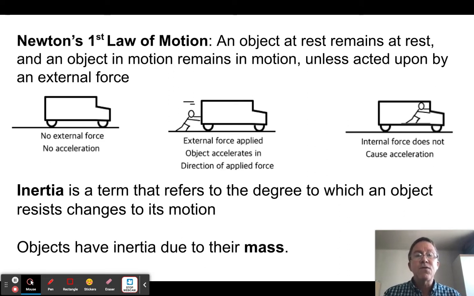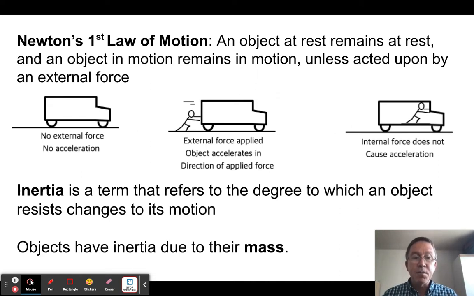Okay, so Newton's first law of motion, simply stated, says that an object at rest is going to remain at rest, and an object in motion is going to remain in motion unless it's acted upon by an outside force or an external force. So what do we mean by that external force? Let's just start off with that. So what we mean is this.